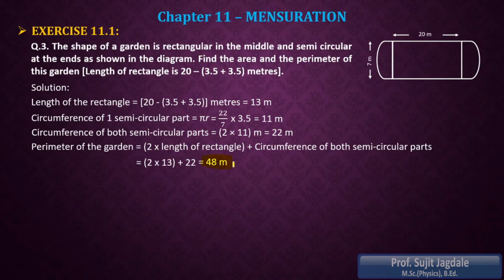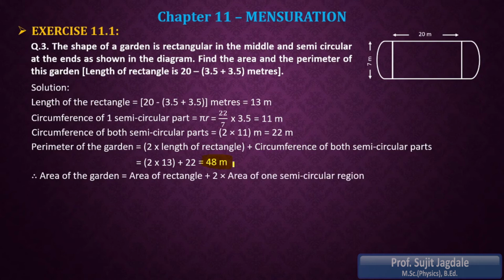According to the diagram and according to the measurements. Now we have to find out the area of the garden. In the same way that we considered the outer boundaries of the rectangle and the circumference, we are going to take the area of the rectangle plus the area of the semicircular regions. But there are two semicircular regions, so we are going to take 2 into the area of any one semicircular region, because they are the same in shape and their dimensions are the same. So that's why we are taking it once and doubling it.